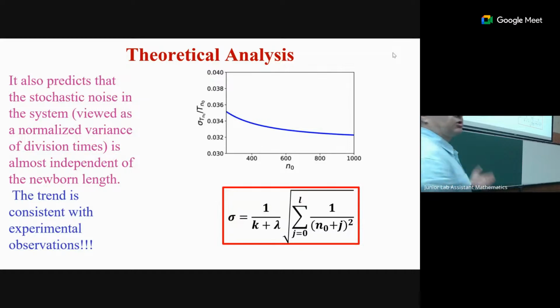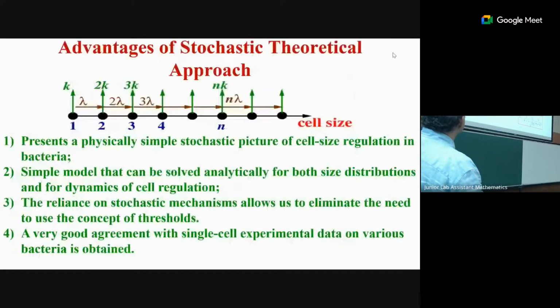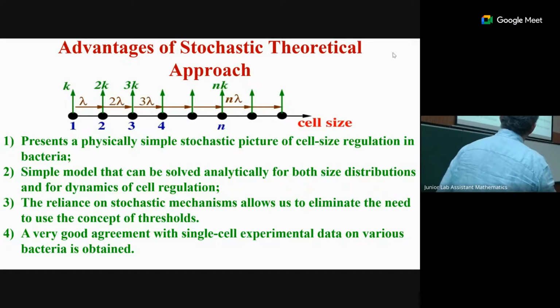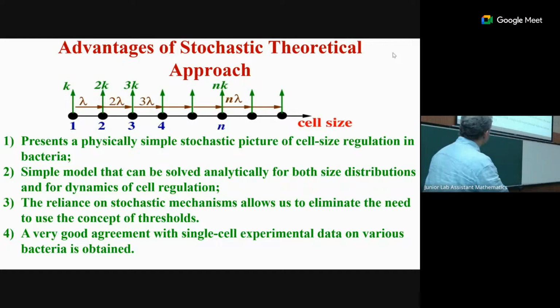You can also calculate all possible moments. You have a distribution of these types of divisions, and it works reasonably well in comparison with experiments. So these are the advantages of the stochastic theoretical approach. I told you, I'm selling you this. It's a really convenient method to explain things here. It's a physically very simple picture. Okay, simple model. You can solve this analytically, and you can solve it analytically for both cell size distribution as well as temporal distributions.